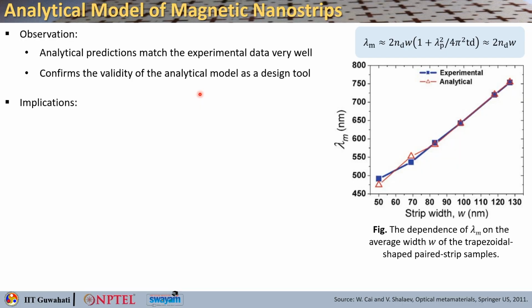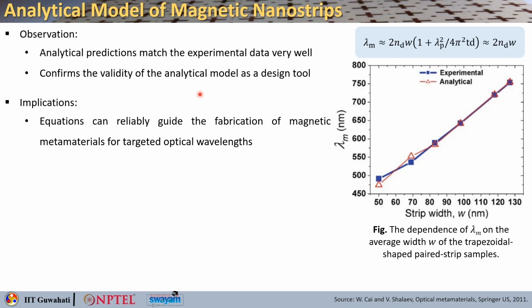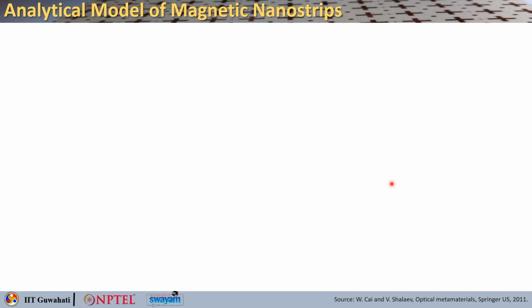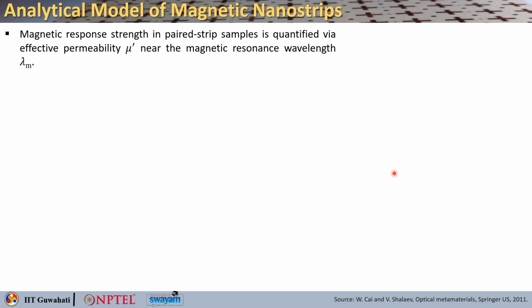Okay. So, what are the implications? The equations can reliably guide the fabrication of magnetic metamaterials for targeted optical wavelength. The figure also exhibits negligible saturation due to side scaling, which indicates that such structure is capable of producing optical magnetism even at shorter wavelengths. So, there is no sign of things getting saturated, right. That is a good thing.